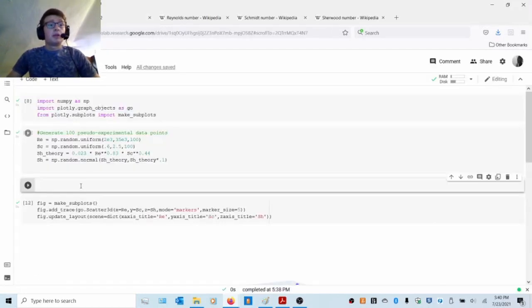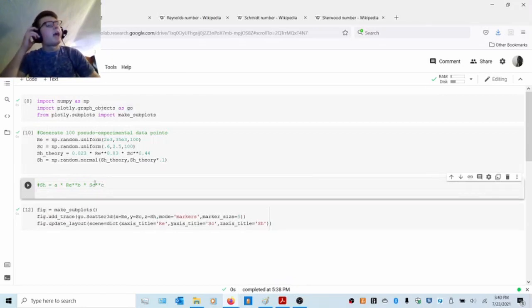Instead, all we know is that the correlation between these three variables is going to be something like some constant, A, times the Reynolds number to the power of some constant B, times the Schmidt number to some power C. And that's all we know now. So we have to figure out some way to build a correlation for this. So yeah, we need to build some sort of trend line.